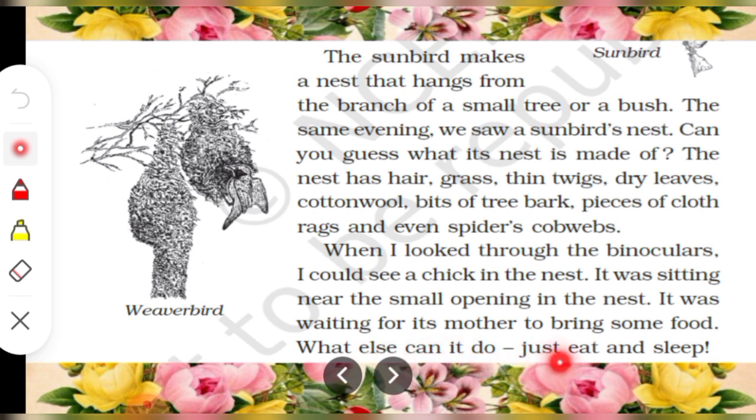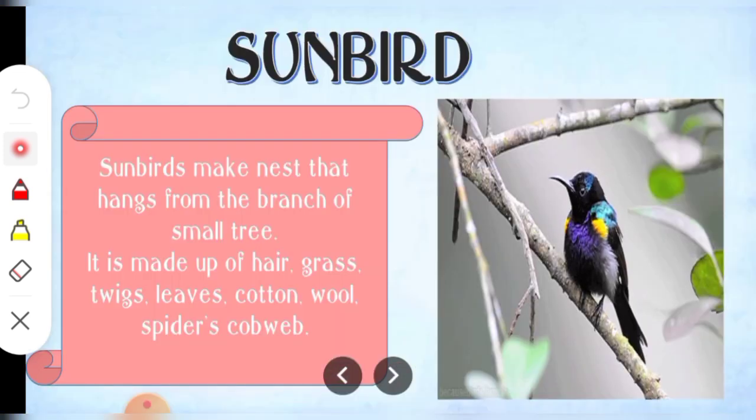Just eat and sleep. So now we are learning about sunbirds. Sunbirds make their nest that hangs upon the branch of a small tree. Right? And what material do they use? They use hair, grass, twigs, leaves, cotton wool, and spider cobweb.